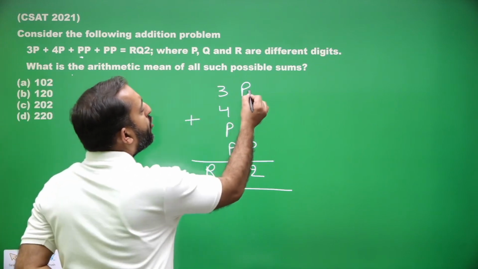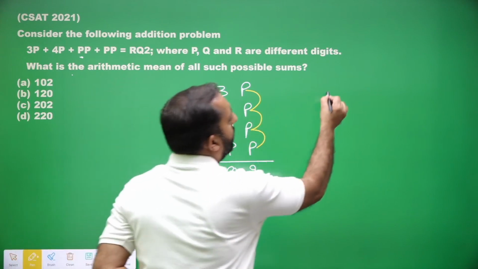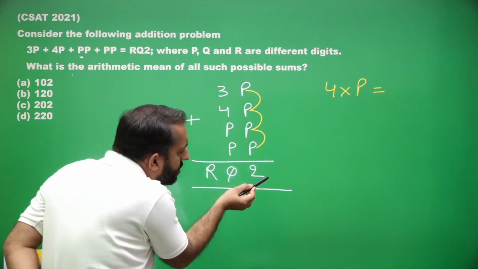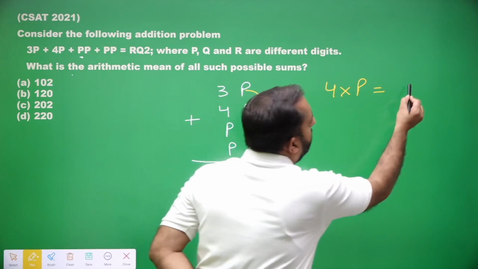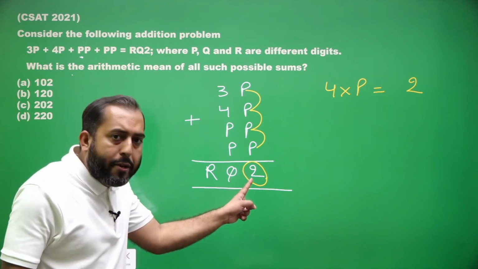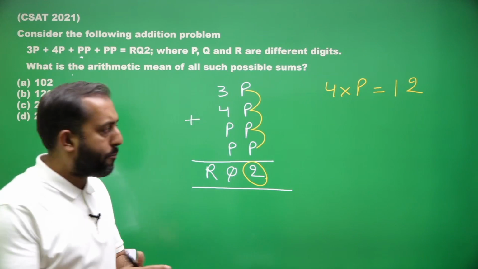So what are you going to do? P plus P plus P plus P, 4 into P, and the result obtained should be 2. Now, it should not be 2 here, it should be 12. Why?